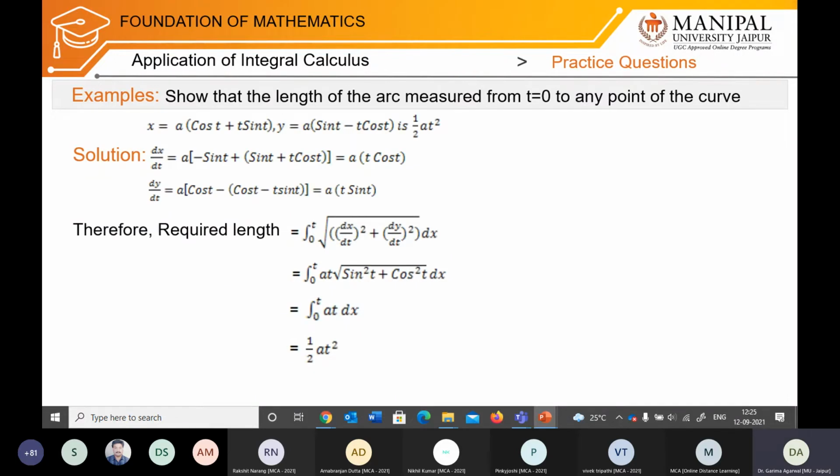Again, this time our curve is given in parametric form, like x is equal to a cos t plus t sin t and y is equal to a sin t plus t cos t. This is the parametric equation and we need to find the arc length, that is integration of root of dx by dt whole square plus dy by dt whole square. This is the formula of arc length if the equation is in parametric form. Clear?